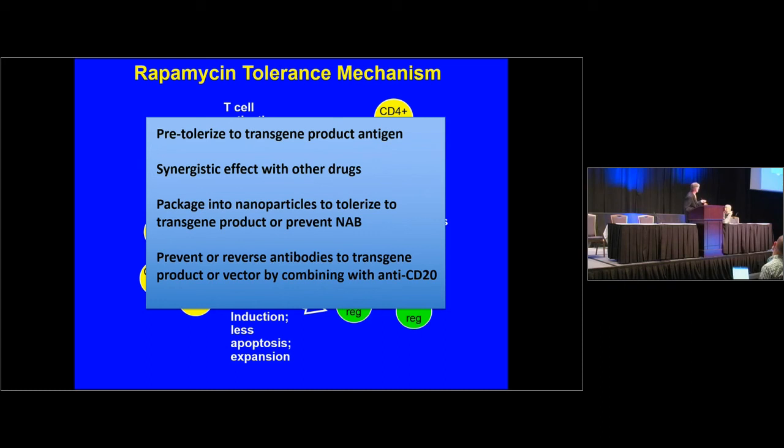And it's also been shown to be able to prevent and reverse antibody responses when it's combined with other drugs such as anti-CD20. And with that, I want to conclude and thank the audience.